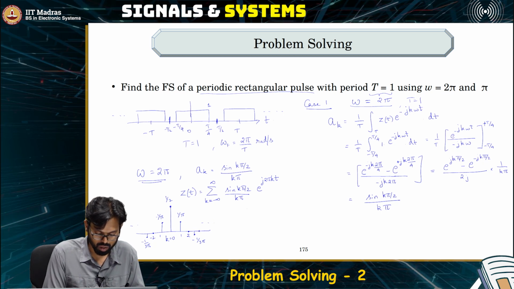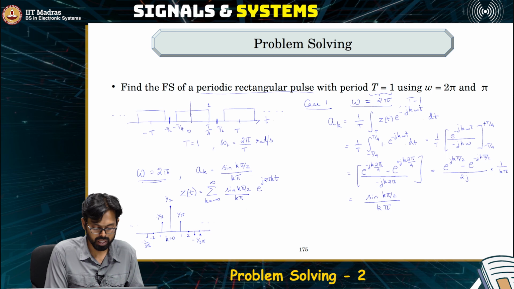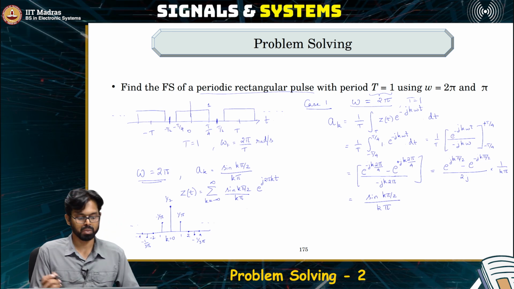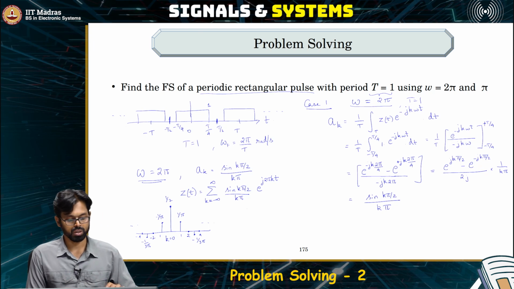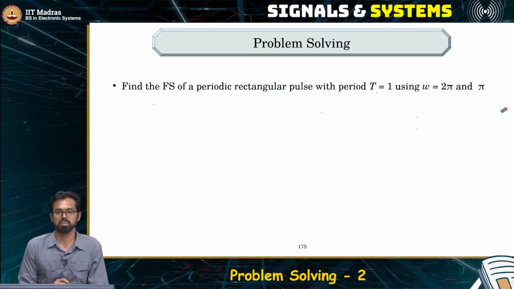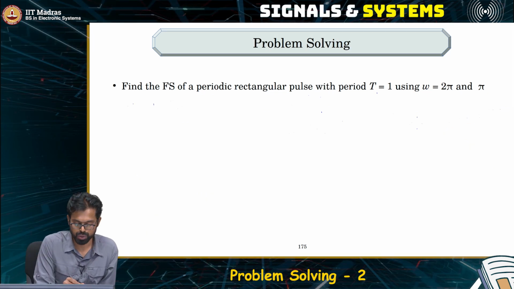In fact, for every even value of k, you always get 0. This is something that we already saw. So this is how the signal looks for the fundamental frequency of 2 pi. Now let's compute the Fourier series for case 2.